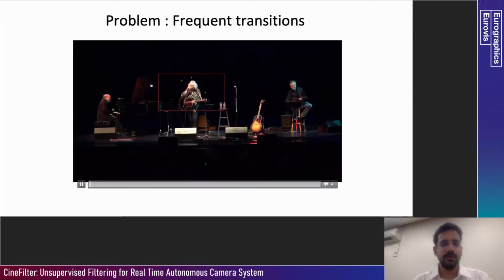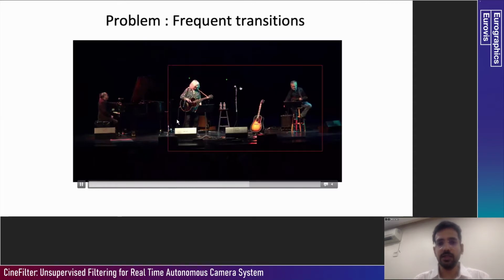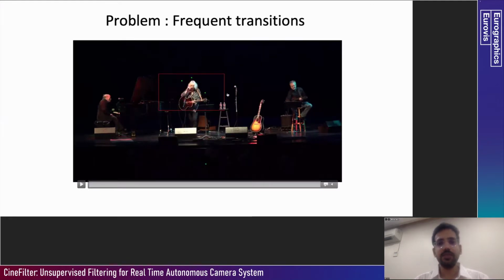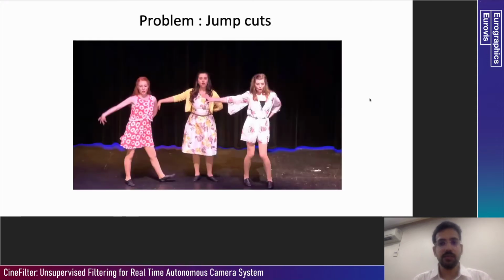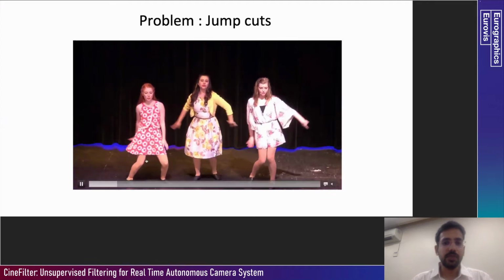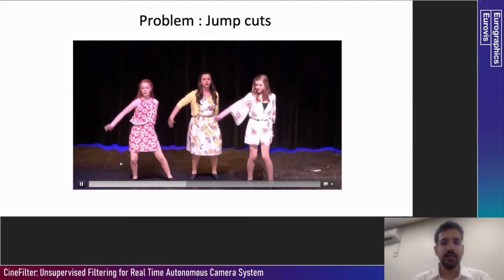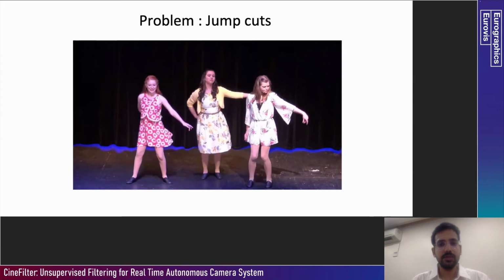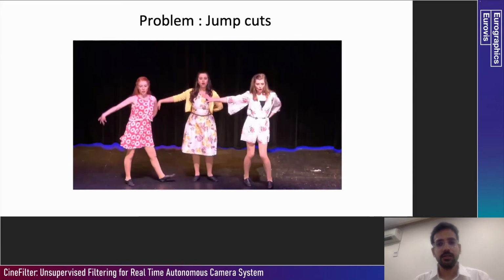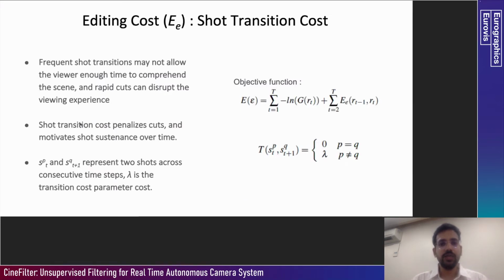So this is the idea, but before doing that, you need to solve some other issues. For example, if you just follow gaze, you lead to frequent transitions. Here you see that the red is the selected shot, and it moves very aggressively because the gaze can shift from one point to another, and it can be noisy sometimes as well. You also lead to the problem of jump cuts if you're not handling it carefully. You see that there are jump cuts here.